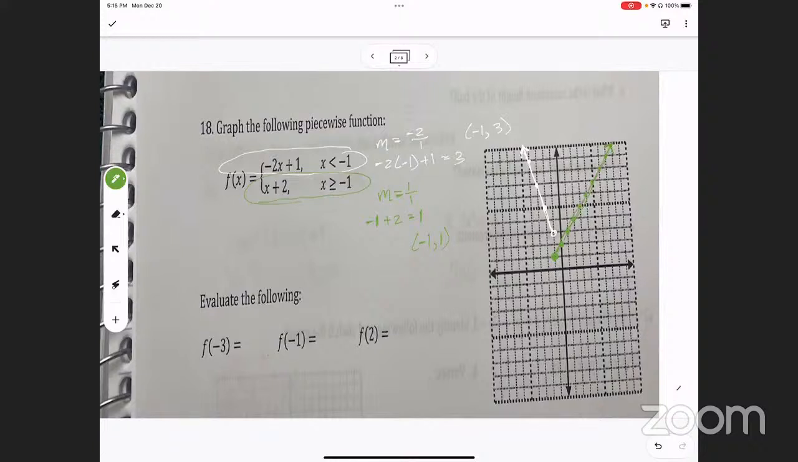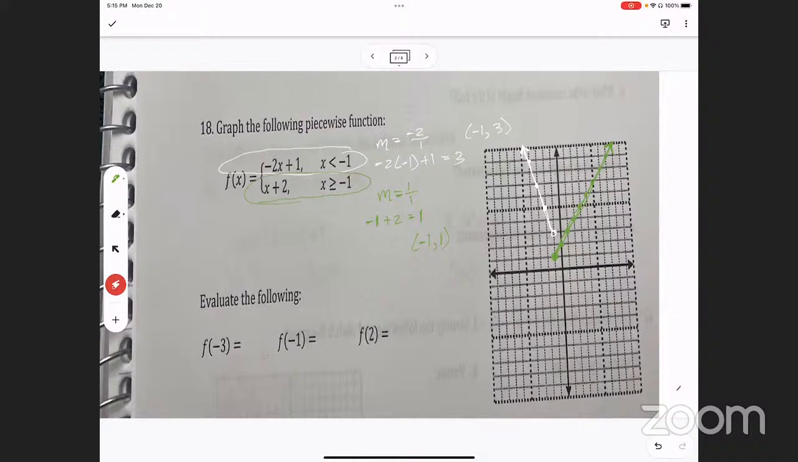So the piecewise function, what that just means is you're defining the function on different regions of the graph. I defined it from here to the left with the white function, and I've defined it from here to the right with the green function. So you just have to make sure that you start your function at the right point, and then you draw your function in. So the next one says evaluate the following.